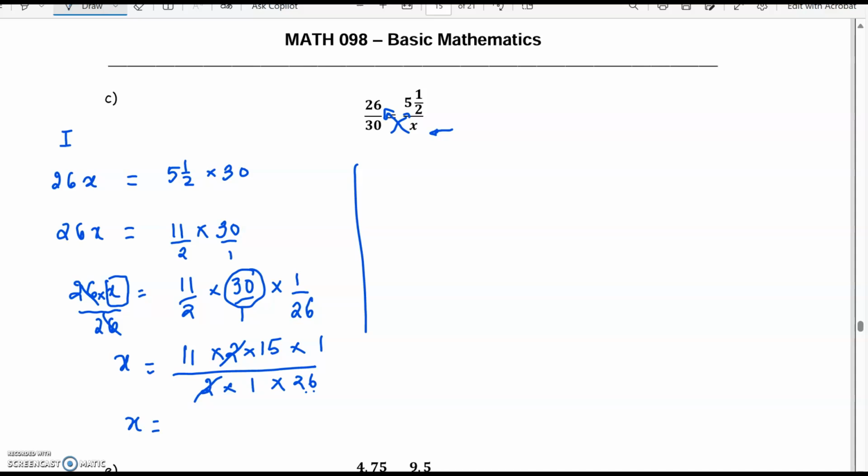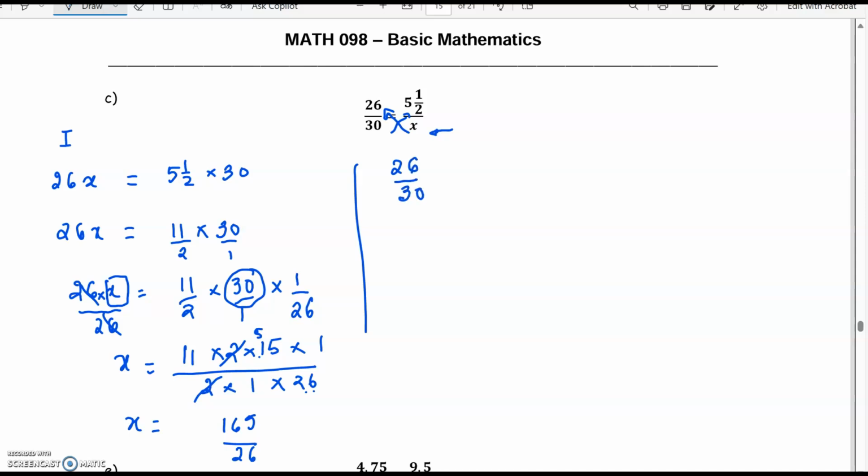So we have 11 times 15. So 11 5s are 55, carry the 5 over, 11 1s is 11, plus 5. 11 plus 5 is 16. So it's 165 over 26. Now let's solve it in a different way. It's just the first step that'll be different.